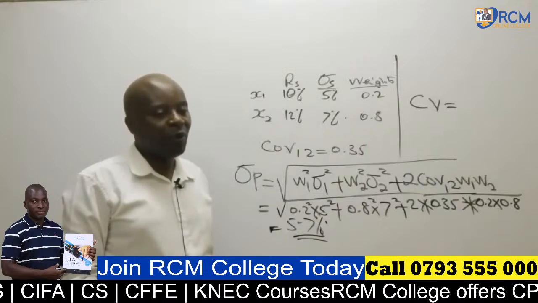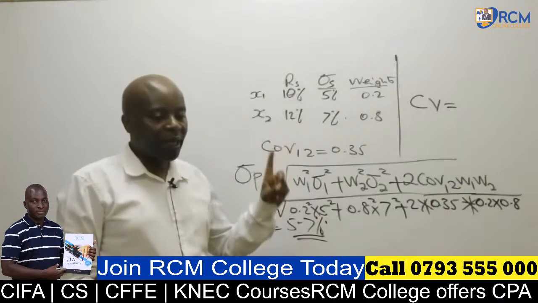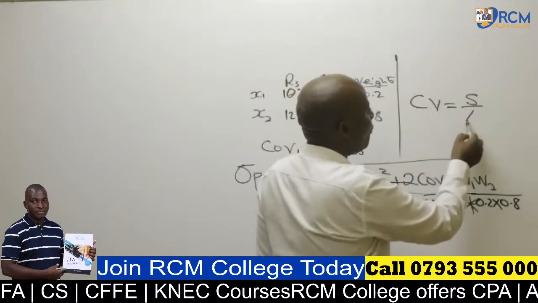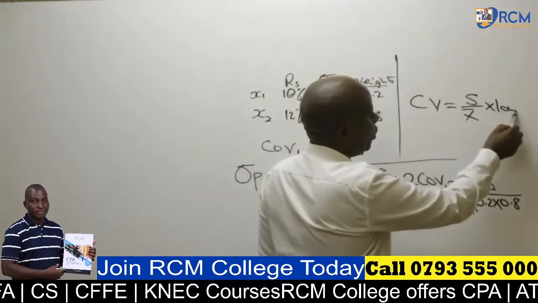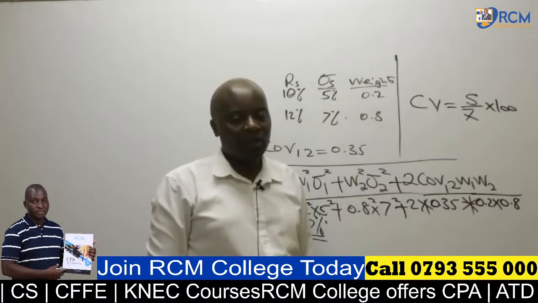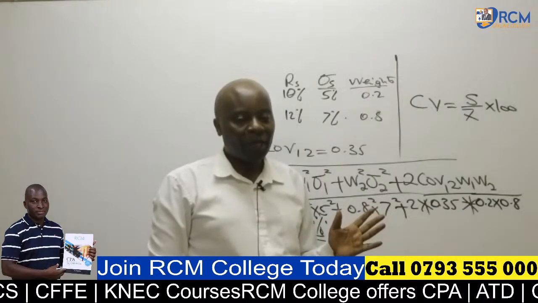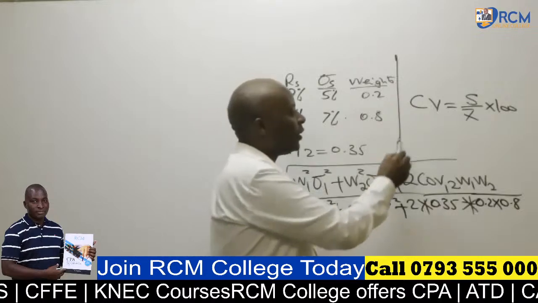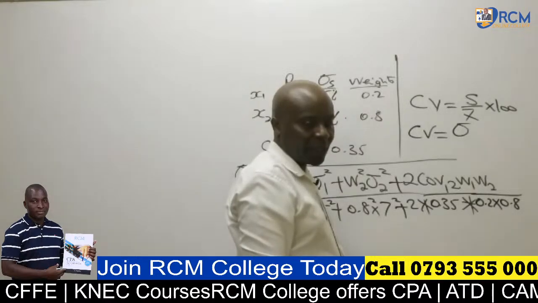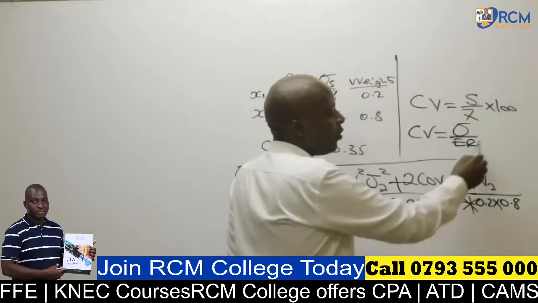Is there anybody who remembers the formula of the coefficient of variation? This is something I will never forget, because whenever they talk of coefficient of variation, I always think of sex in percentage. The sex I'm talking about is the one of gender, male, female, right? So in short, my CV will be equal to the standard deviation over the expected return, times 100.